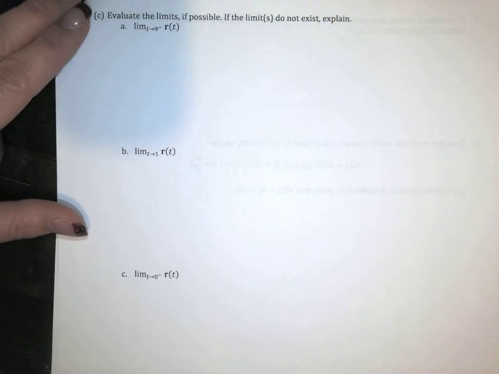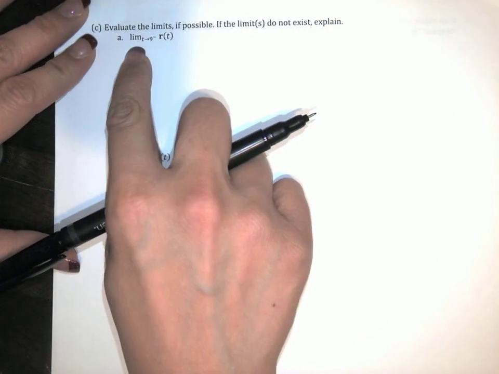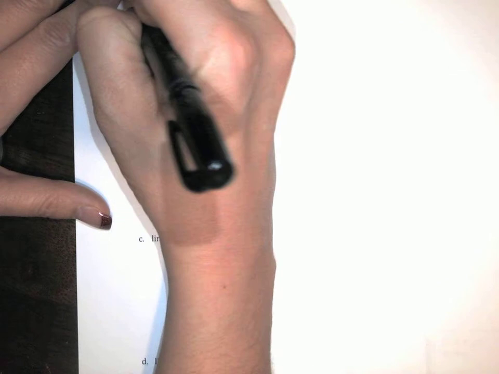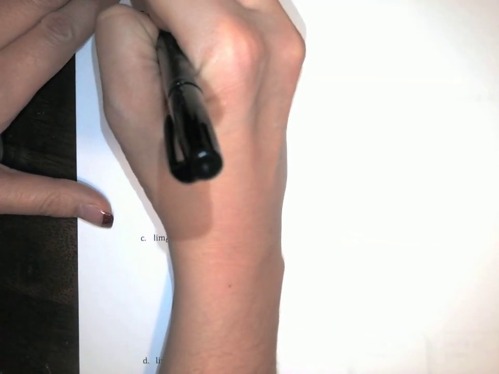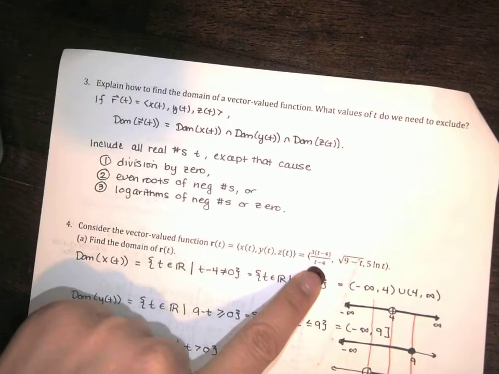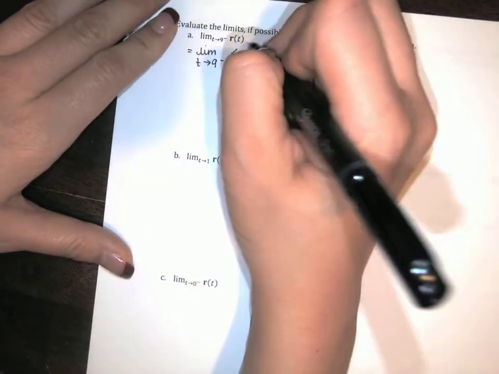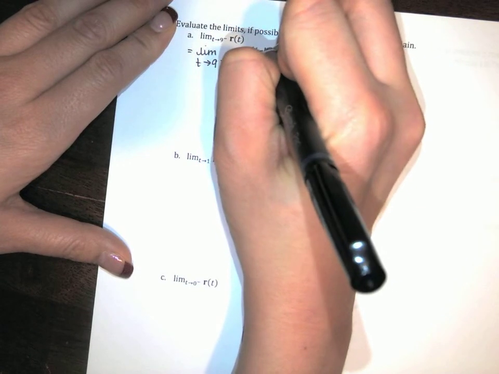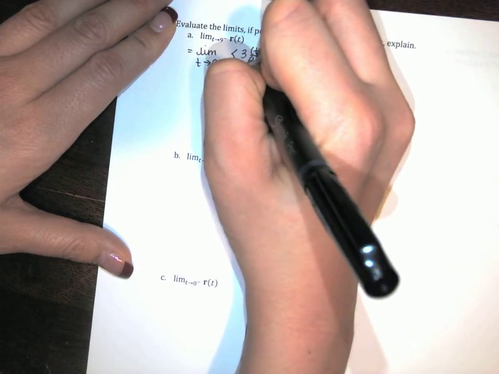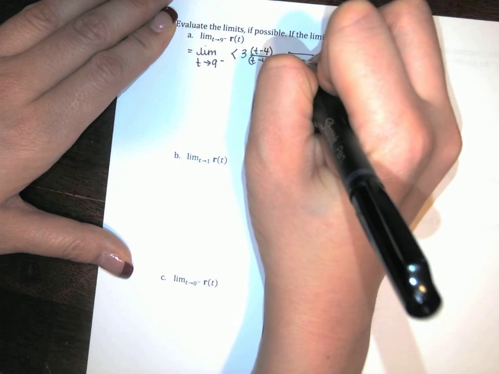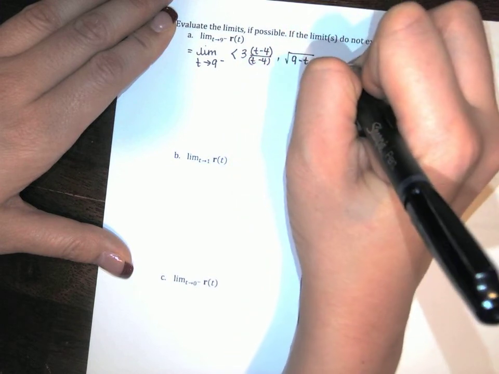Okay. The last part of this problem is asking you to evaluate limits. The limits of r of t as t approaches 9 from the left, as t approaches 1, as t approaches 0 from the left, and as t approaches 4. So I'm just going to write this down. So the limit as t approaches 9 from the left of this function. So I've got 3 times t minus 4 over t minus 4, and the square root of 9 minus t, and 5 natural log of t.